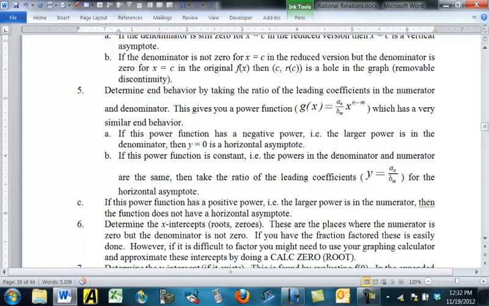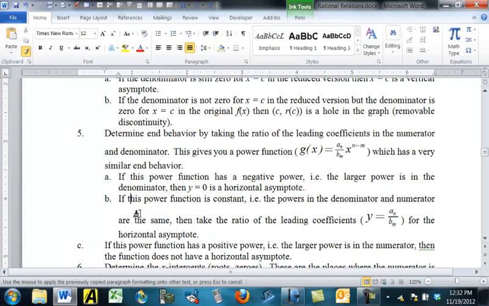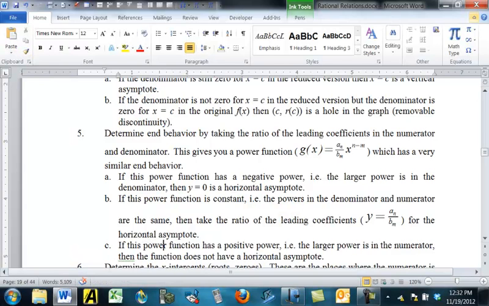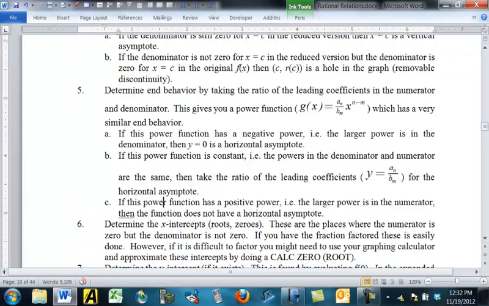If this power is bigger in the numerator, so that's, in other words, a positive power function, then it doesn't have a horizontal asymptote. But that power function does describe the end behavior. So if it's a quadratic and has a positive leading coefficient, you know that's going to be up on both ends, and if you zoom out enough, it'll look kind of like a quadratic.